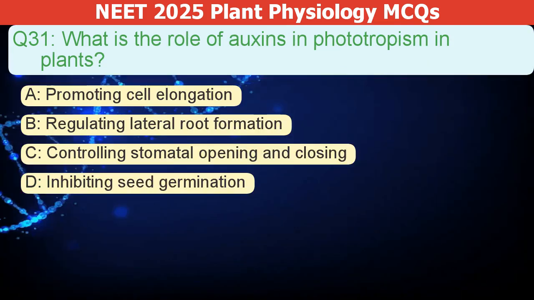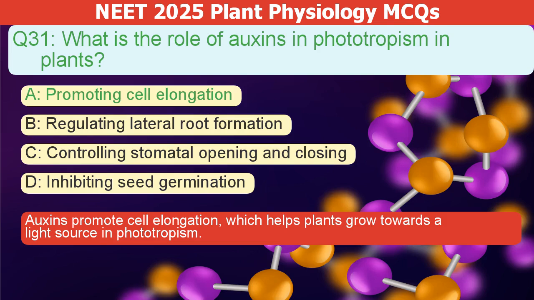What is the role of auxins in phototropism in plants? A. Promoting cell elongation. B. Regulating lateral root formation. C. Controlling stomatal opening and closing. D. Inhibiting seed germination. The correct answer is A. Auxins promote cell elongation, which helps plants grow towards a light source in phototropism.